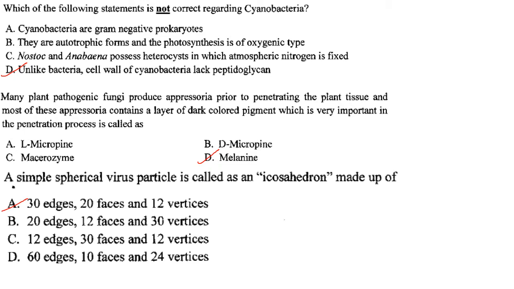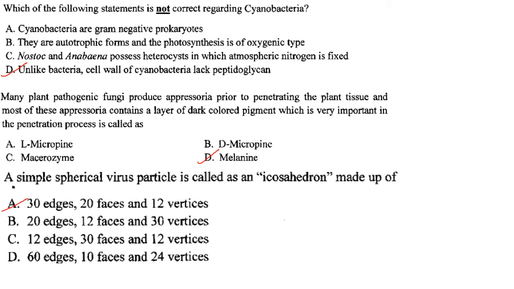Which of the following statements is not correct regarding cyanobacteria? Cyanobacteria are gram-negative prokaryotes. They are autotrophic forms and the photosynthesis is of oxygenic type. Nostoc and Anabaena possess heterocyst in which atmospheric nitrogen is fixed. So all three are correct. Unlike bacteria, the cell wall of cyanobacteria lacks peptidoglycan. So that is the wrong statement because peptidoglycan is present in cyanobacteria. So answer is option D.